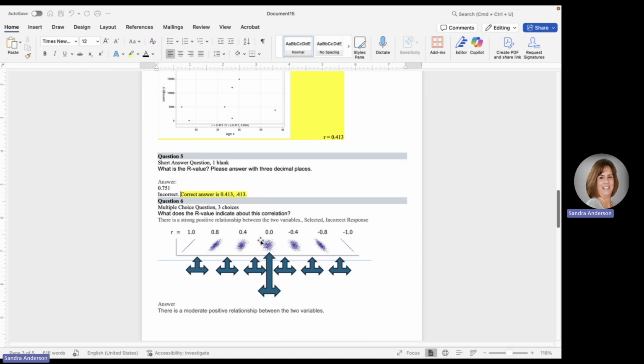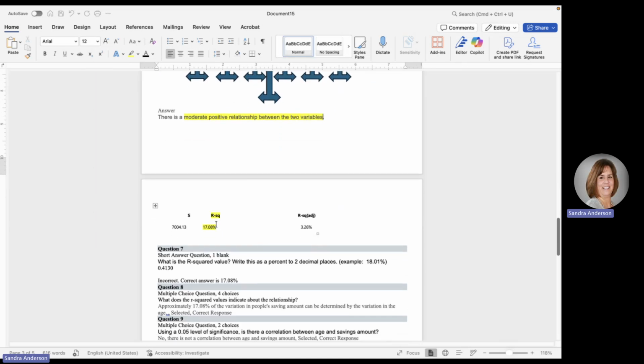So since this one is positive 0.413, it falls in here, so that means that will be moderate. Again, weak, moderate, and strong. So it is a moderate, positive relationship between the two variables.